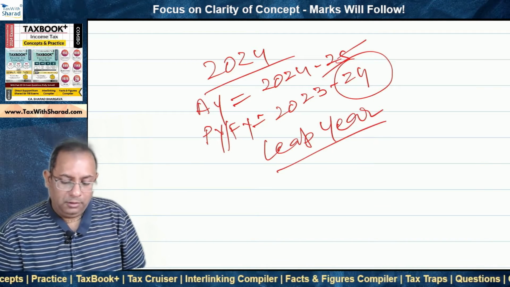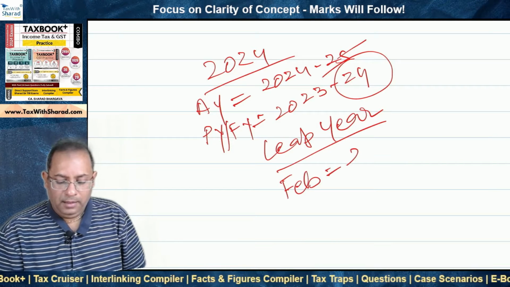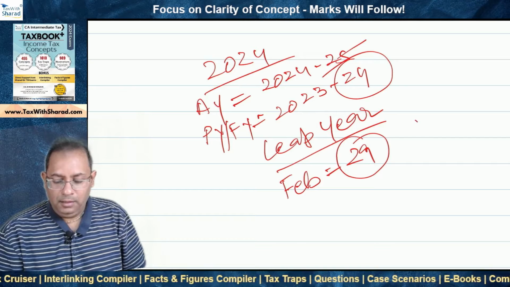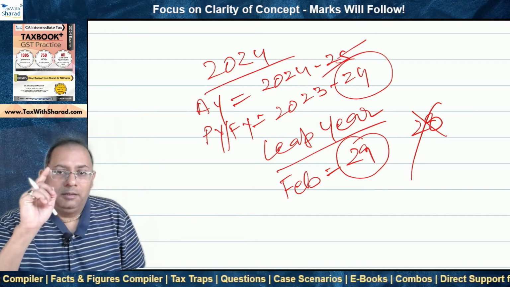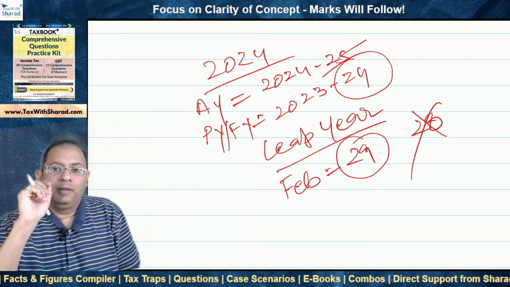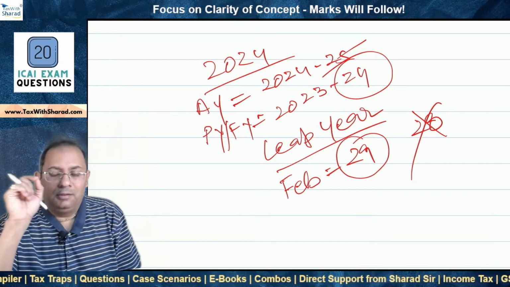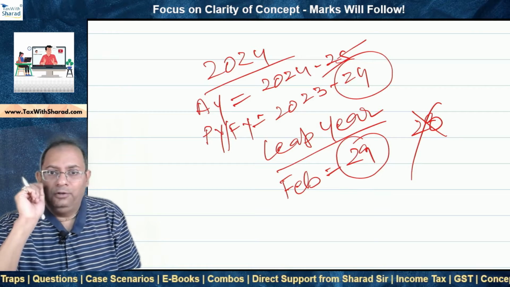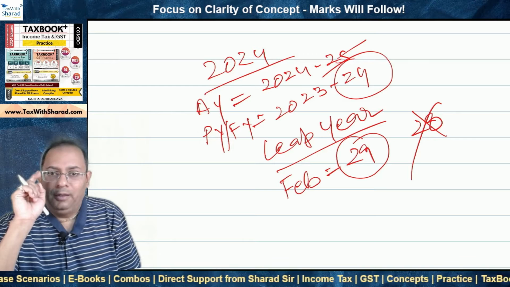Okay. And what this means is that the month of February has 29 days, not 28 days. Okay. So both in income tax and GST, you need to be careful. In income tax, I'll give you two examples. Residential status, there is this threshold of 182 days. So you need to be careful. When you're counting the number of days in February, count 29, not 28.